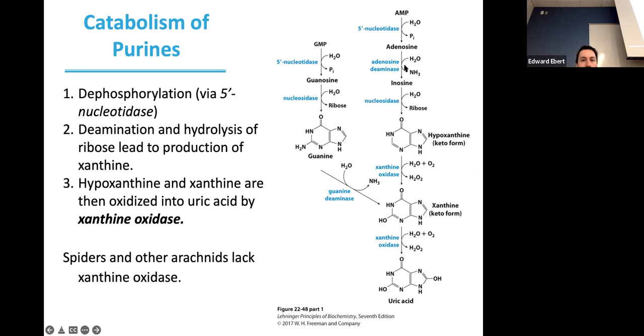Say with adenosine, in the process, adenosine gets converted to inosine and then hypoxanthine. Both of them will ultimately get into the form of xanthine. So this is a keto form, and then we can convert this into uric acid. This requires xanthine oxidase. It's really interesting because spiders and other arachnids lack xanthine oxidase. Fun fact time. I'm not going to ask you guys about that.